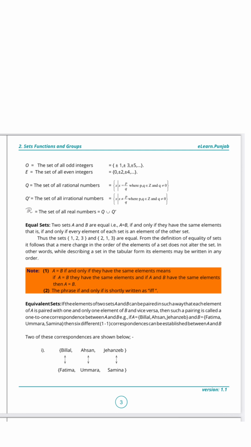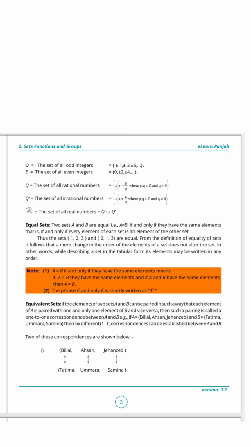Odd integers means plus minus 1, plus minus 3. Odd numbers are 1, 3, 5, 7, 9, 11. And even numbers: capital E is the set of all even integers. It will be equal to 0, plus minus 2, plus minus 4. Even means 0, 2, 4, 6, 8, 10, multiples of 2. And odd means 1, 3, 5, 7, 9, 11, etc.